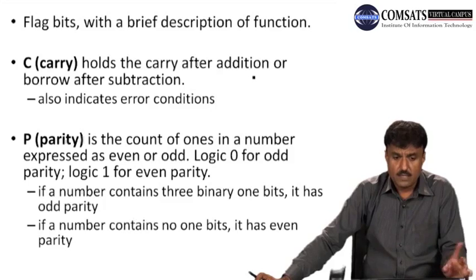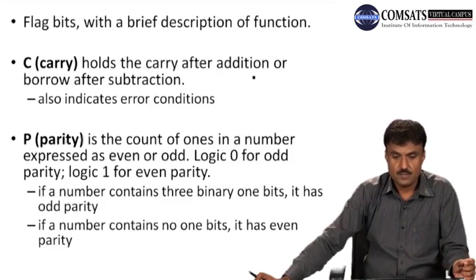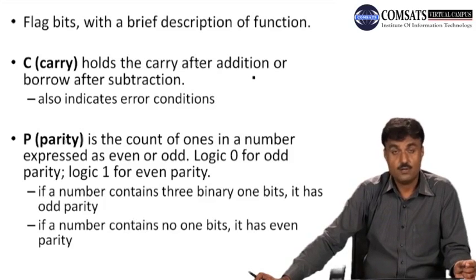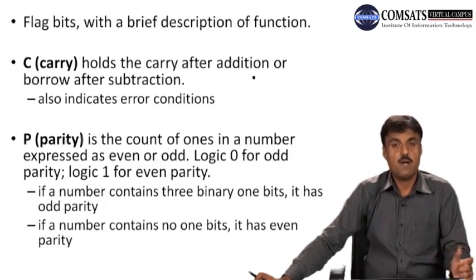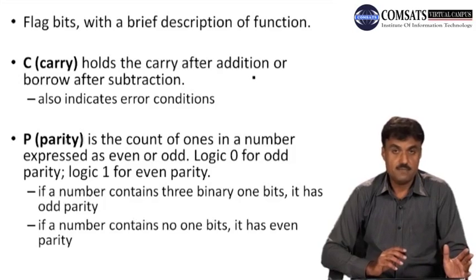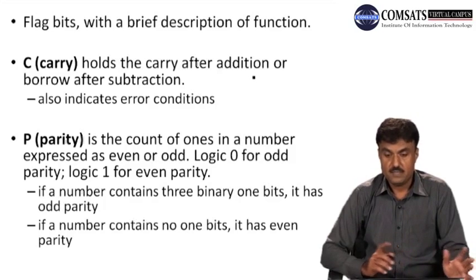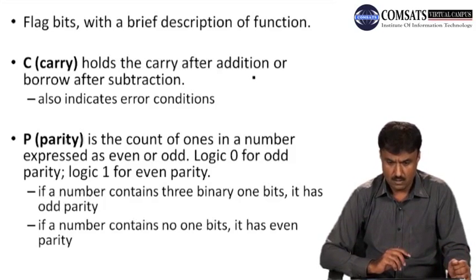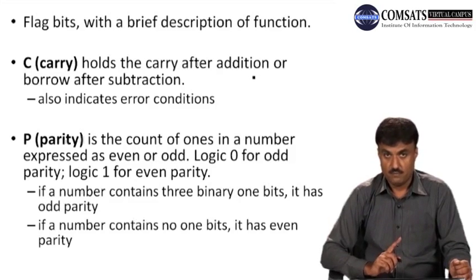Now there is the P or parity flag. This bit in the flag register is the count of ones in a number expressed as either even or odd. So parity can be either even parity or odd parity. If this parity bit is 0, it means odd parity. Odd parity means the number of ones is odd. So logic 1, or this parity bit will be 1, or set or high, for even parity.